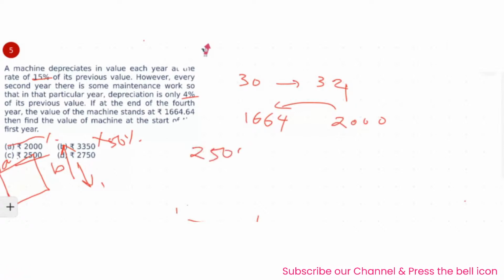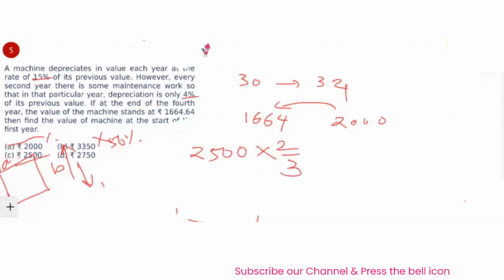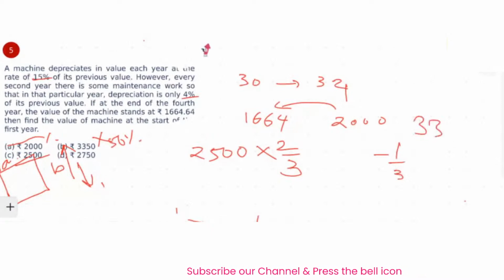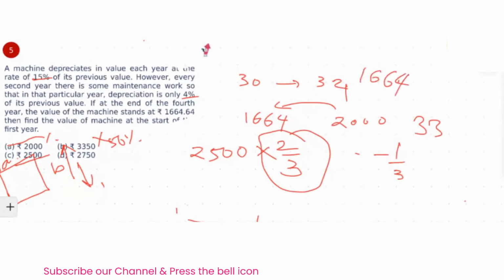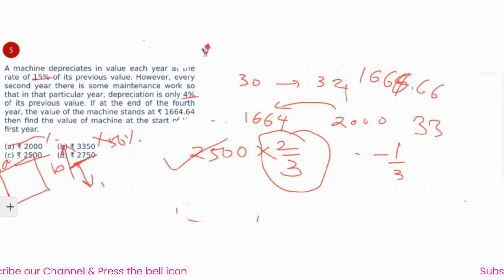So if I calculate 2500 into 2/3, because I want to reduce the value by 1/3 or 33%, that is 1/3, the remaining is going to be 2/3. So just calculate 2/3 of 2500. That is approximately 1600, or maybe precisely 1666.66. So this is our answer. You do not require to go to the D option.